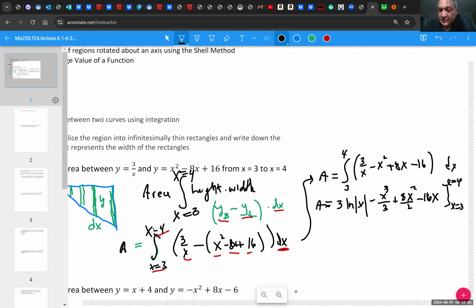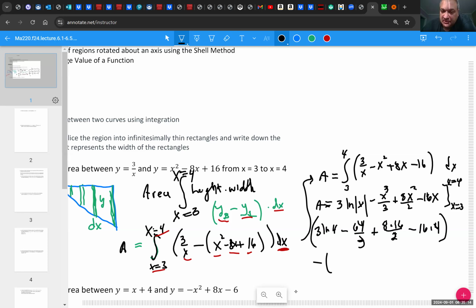And now it just becomes like a calculator problem, right? You have to plug in 4. So you get 3 ln 4 minus 4 cubed, which is 64, over 3. And then plus 8 times 4 squared, which is 8 times 16, over 2. And then minus 16 times 4, which is 64, I think. And that's just when I plugged in 4. So this whole thing is subtracted when I plug in 3.